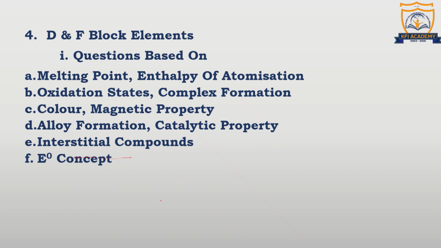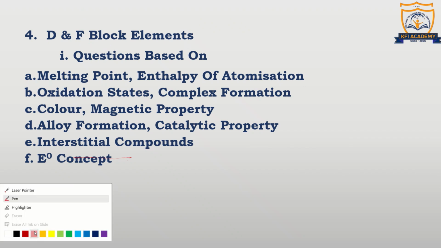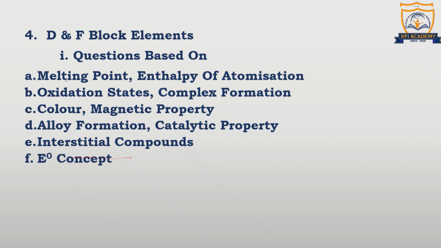And d and f block elements. In that, f block elements is a completely memory based concept, so a little more memory work. In the case of d block elements, some basic definitions are there, like melting point, color, why transition elements form complexes, alloy formation, catalytic property, and the E naught concept. One question we can expect from the E naught concept. And color and magnetic property have almost similar answers.